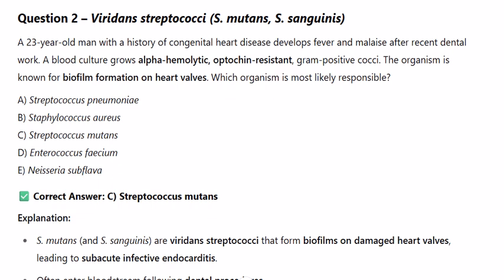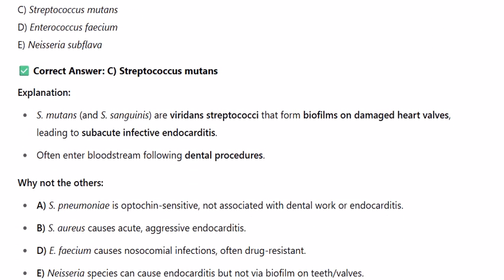A. Streptococcus pneumoniae, B. Staphylococcus aureus, C. Streptococcus mutans, D. Enterococcus faecium, E. Neisseria subflava. Correct answer, C. Streptococcus mutans. Explanation: S. mutans and S. sanguinis are viridans streptococci that form biofilms on damaged heart valves, leading to subacute infective endocarditis, often entering the bloodstream following dental procedures.